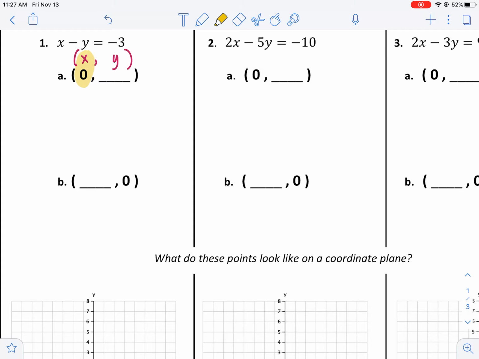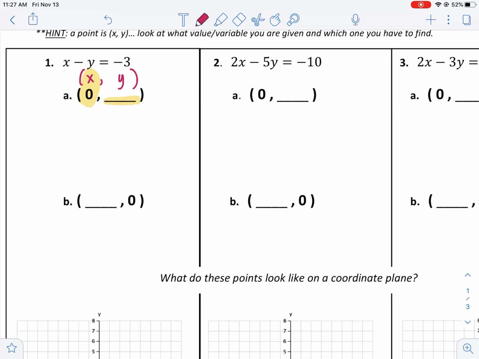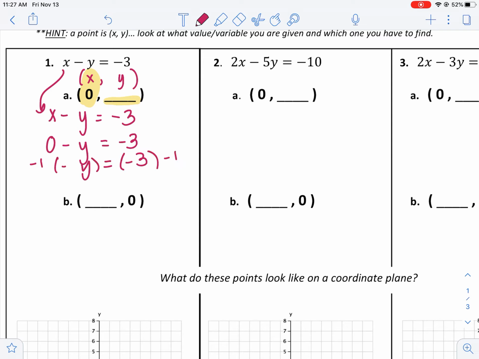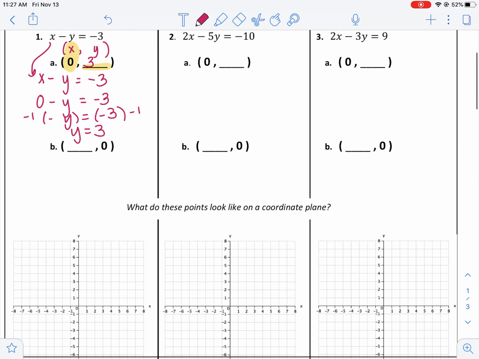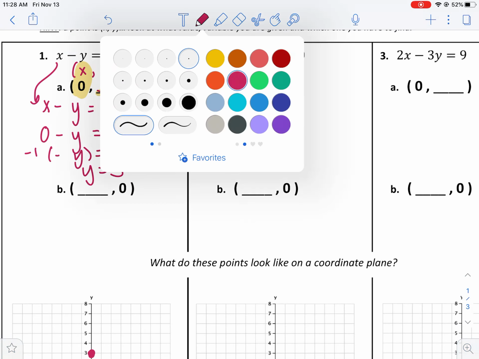Now in A, instead of x, there's a 0, and then y is unknown, so we're going to try to find y. Since I know x is 0, I'm going to take x minus y equals negative 3, and I'm going to replace x with 0. This leaves me with negative y equals negative 3. I multiply both sides by negative 1, and I get y equals 3. So that gave us a point on our graph. It gave us a y-intercept. When x is 0, y is 3. That's a y-intercept, okay?